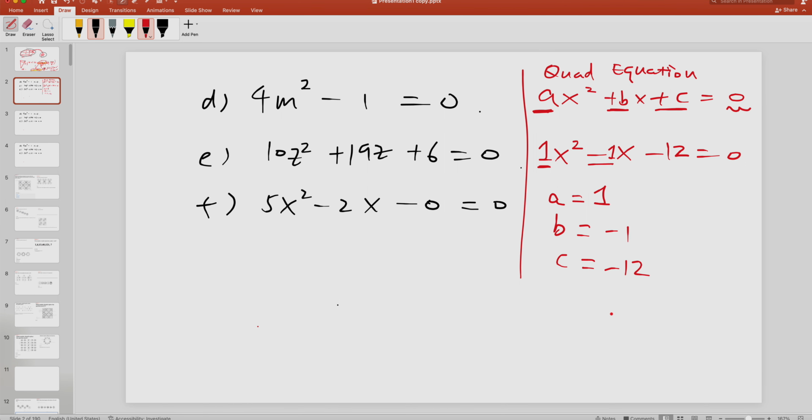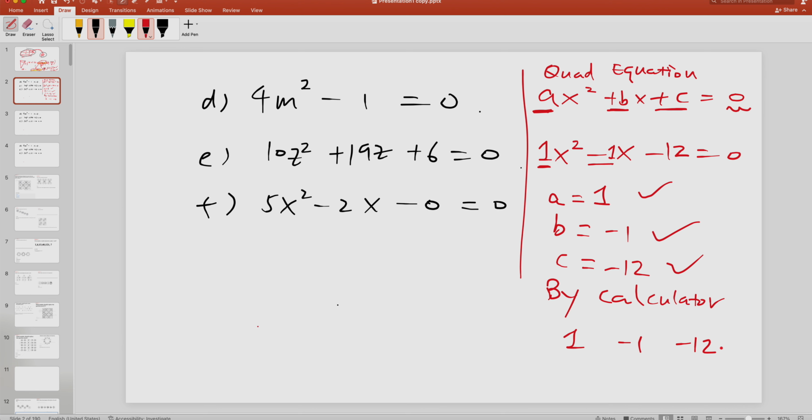Very good. So when you key this into the calculator, you key in a equals 1, you key in -1, you key in -12. Then the calculator will give you the answer. So this is called by calculator. But of course, I'm not going to teach you by calculator. I'm going to teach you another method. So you just key in 1, -1, and -12.